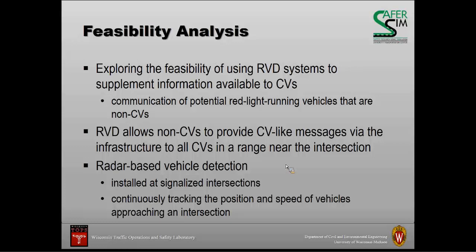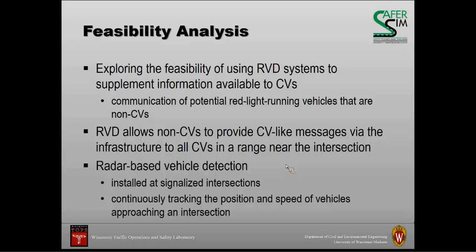Radar-based vehicle detection systems are underused components in the transportation system infrastructure. These detection systems are typically installed at signalized intersections to monitor the presence of vehicles within a predefined zone by emulating loop detectors. But they also have the capability to continuously track the position and speed of vehicles approaching an intersection.